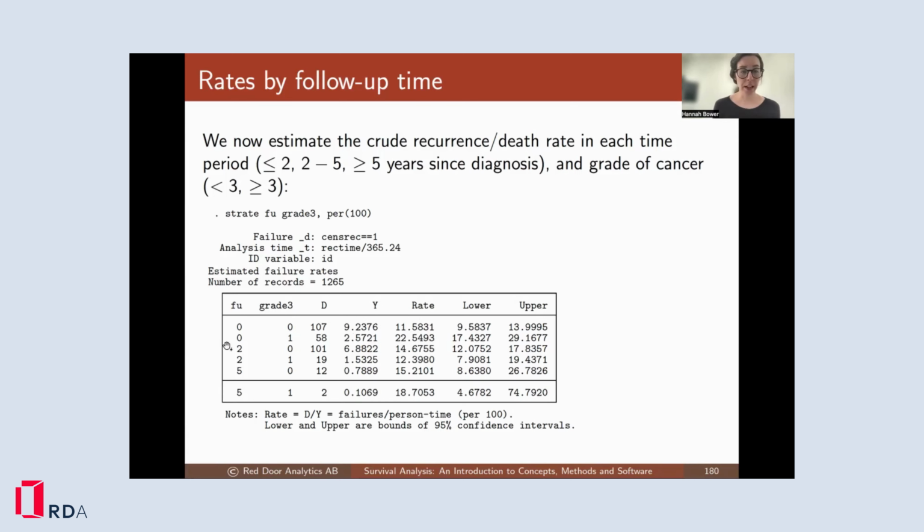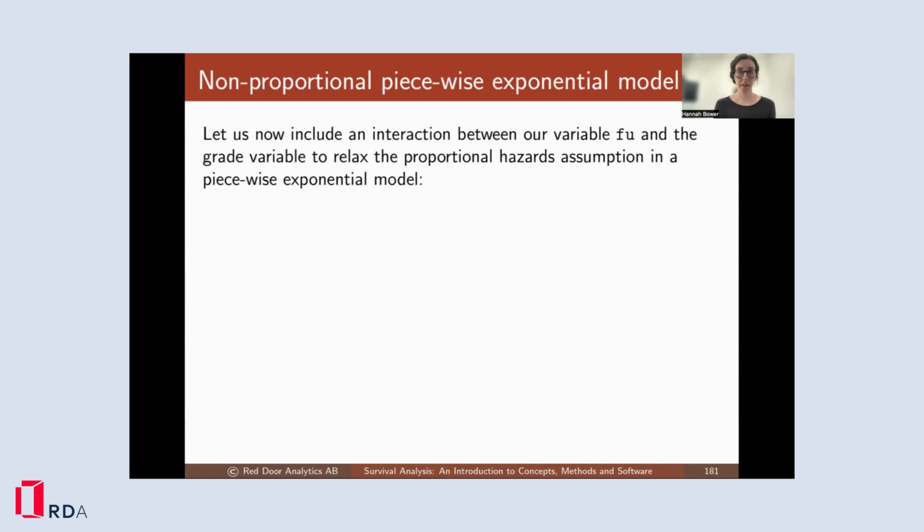If we look within the next time period, when follow-up is 2 to 5 years, so represented by FU equal to 2, we can see that there's still a difference between the grade groups, but it's much less pronounced, with 14.67 and 12.39 per 100 person years. And again, for the last period, we see that there's some difference, but not as large. So it looks like there's quite a large difference early on between these 2 grade categories, and later on this may not be as different across our timescale.